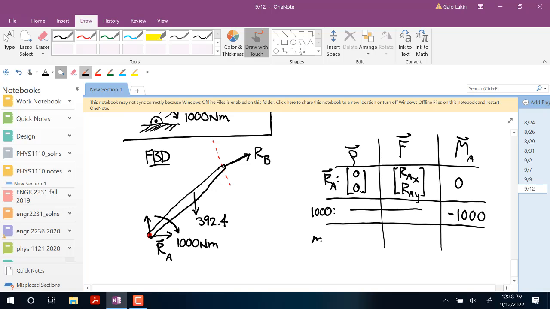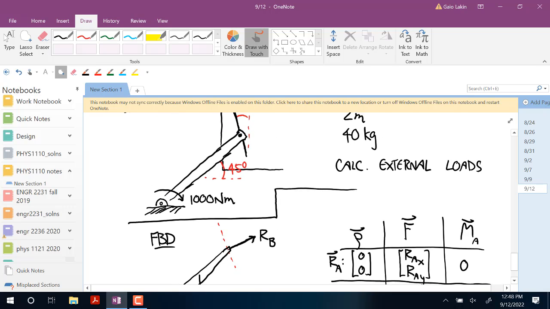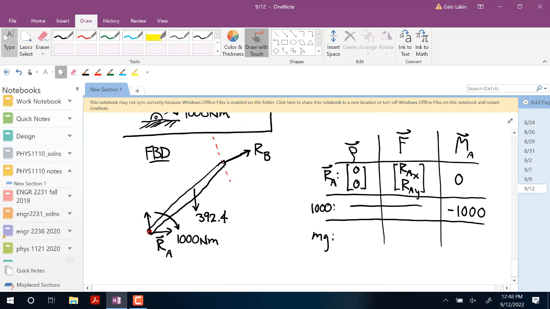Then we have the weight force. The row vector is, the whole thing has a length of 2 meters. So the midpoint is 1 meter away. The angle is 45 degrees. So that row vector is 0.7071, 0.7071.